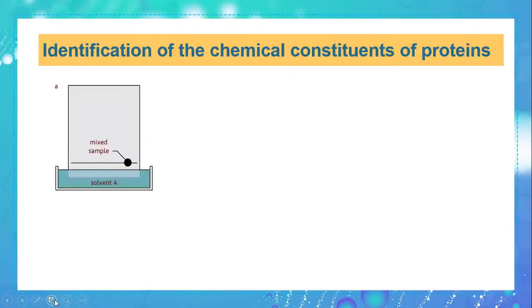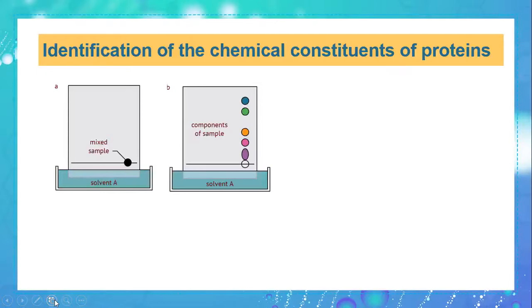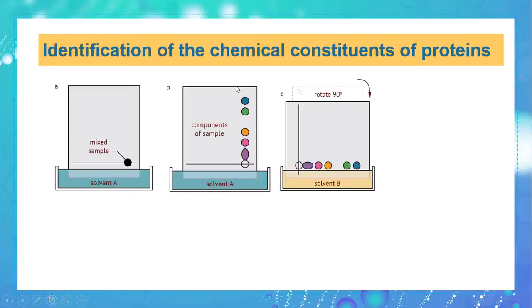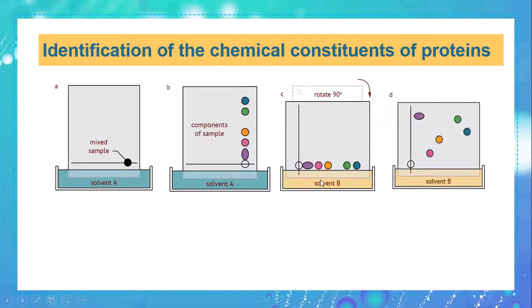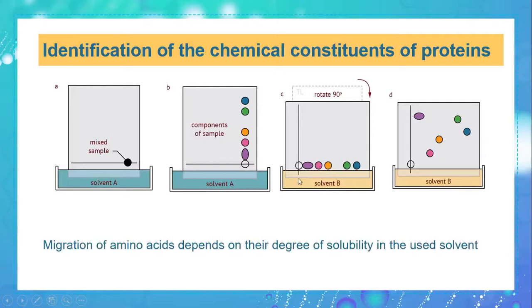This technique allows the migration of the amino acids according to their degree of solubility in a given solvent. So again, this technique allows the migration of amino acids depending on their degree of solubility in a given solvent. This technique is called bidimensional chromatography.